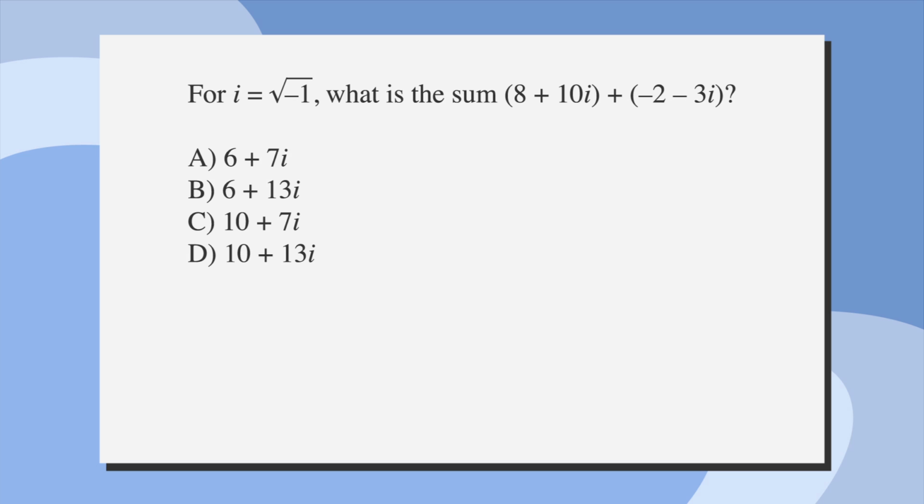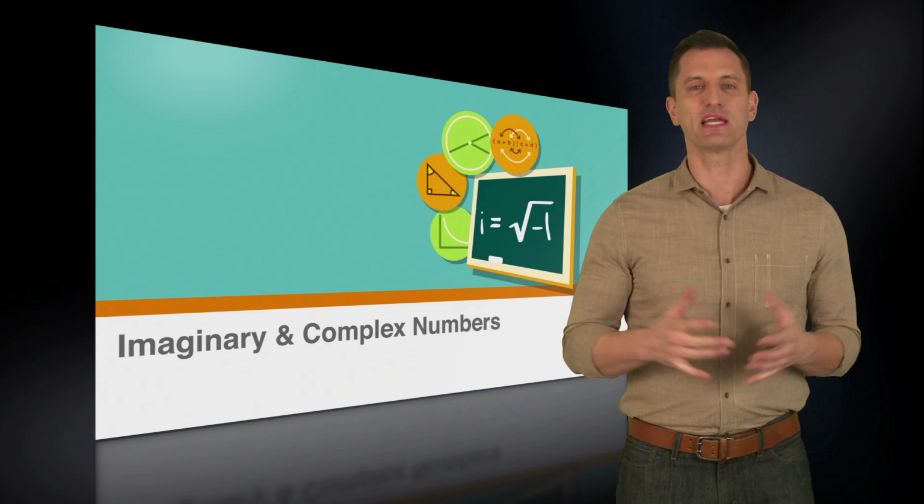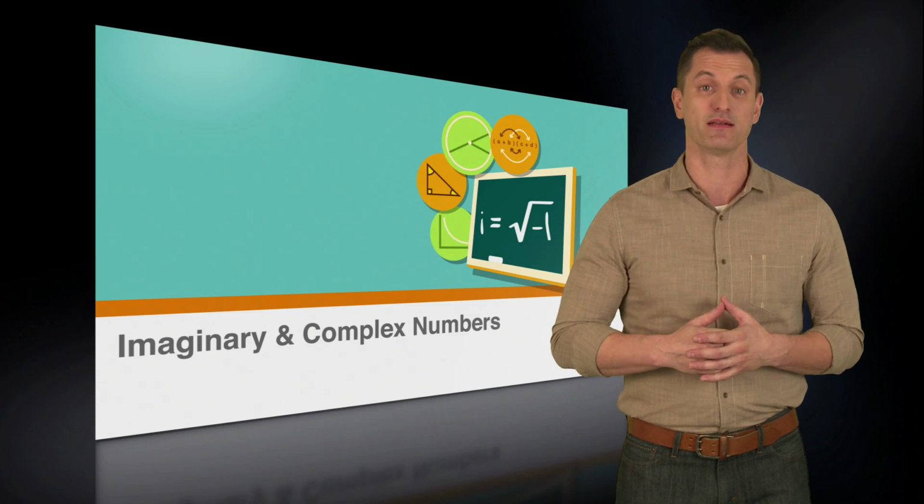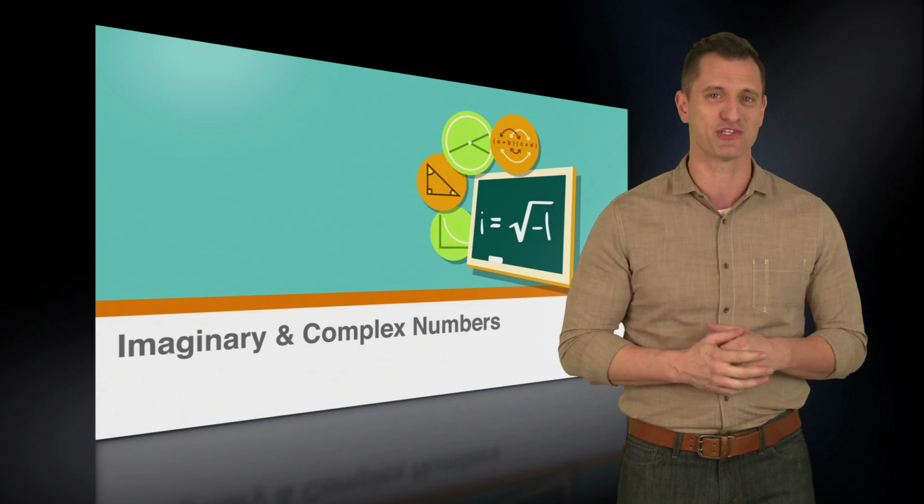Now let's take a look at a practice question similar to what you might find on the SAT. For i equals the square root of -1, what is the sum of 8 plus 10i plus -2 minus 3i? And here are our answer choices. Let's start by underlining the facts, circling the keywords, and labeling the answer choices. The first fact we underlined, i equals the square root of -1, is there to remind us that i is an imaginary number. The SAT is friendly in this way. If they give you a question with an imaginary number in it, they tend to want to make sure that you know it's an imaginary number.